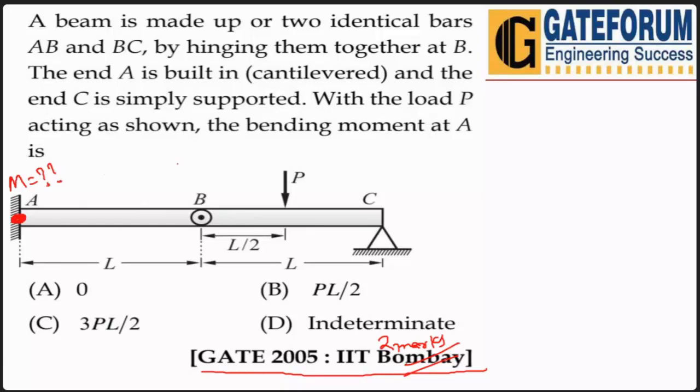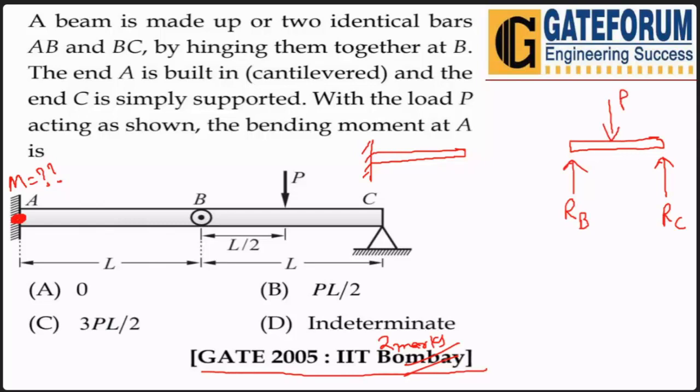Very simple. Just separate the two portions, the two beams. First beam here, and second beam here. Here we have the internal hinge with reaction RB, and here we have RC, and the load is acting as P.